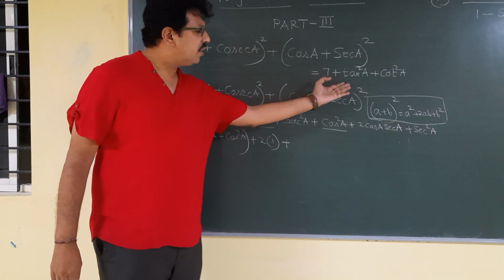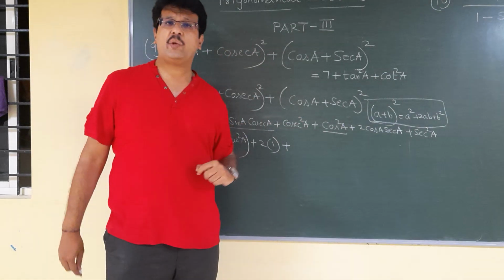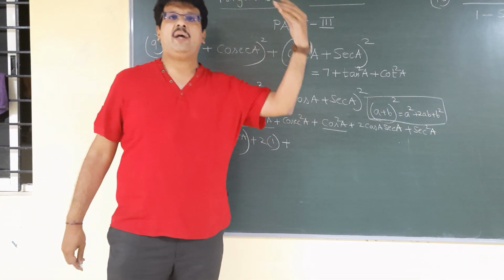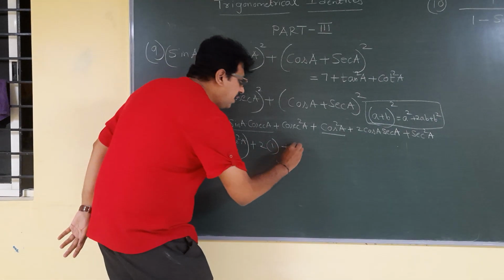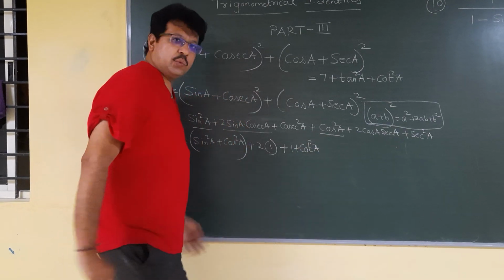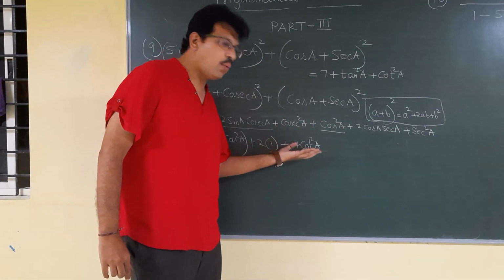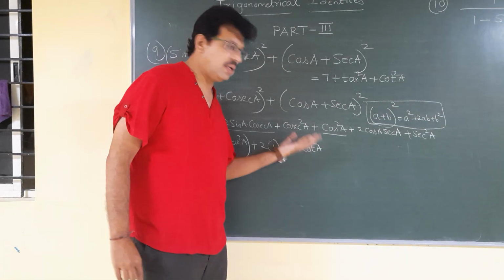Actually in RHS we don't require this cosec square a. So what should you write for cosec square a? Again you go back to the trigonometrical identity. The cosec square a can be written as 1 plus cot square a. So that is what we need to write, cosec square as 1 plus cot square a. That's a very important thing you should know, all of you children.